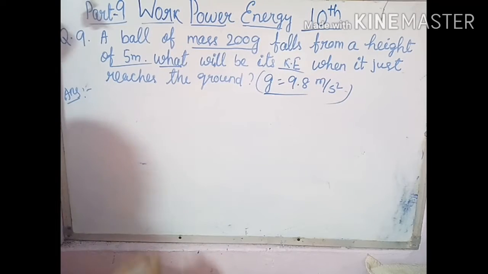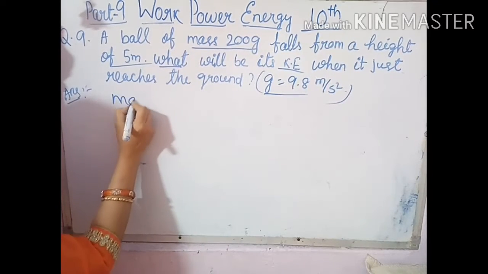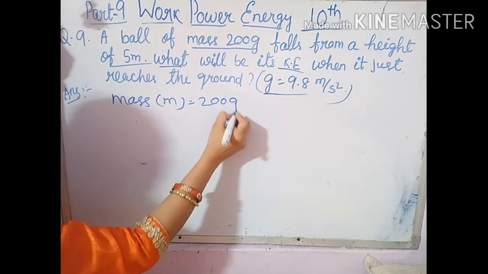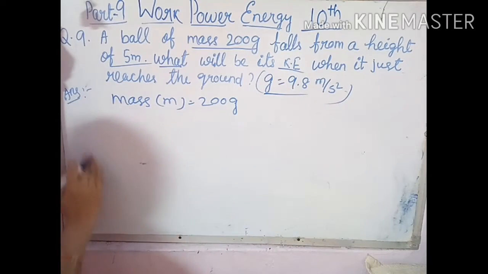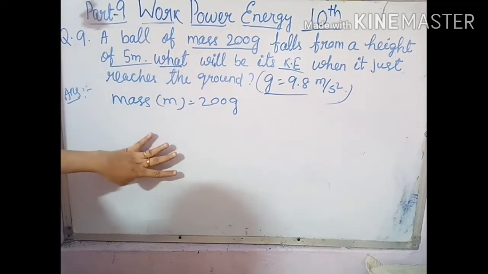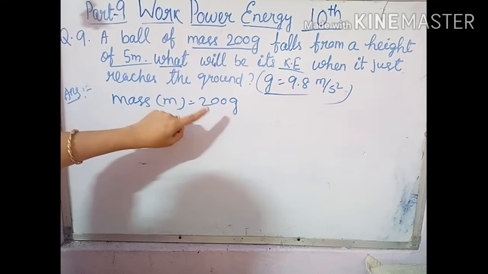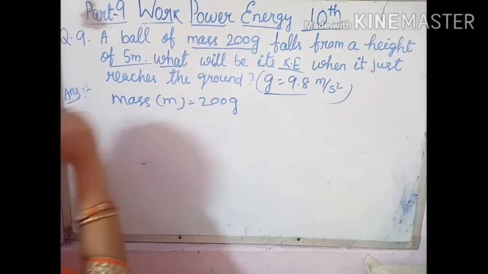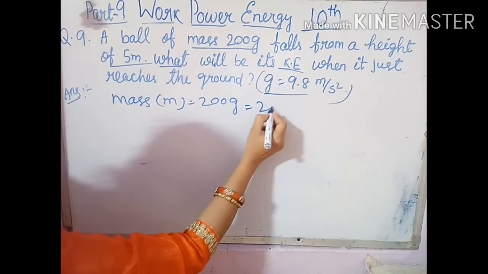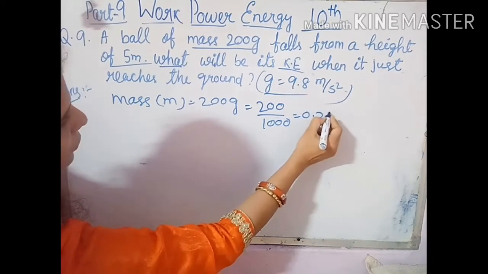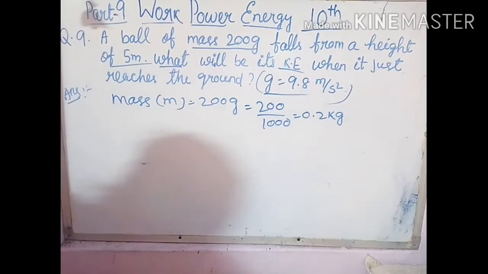Now write symbolically, that is the mass, m equal to 200 gram. But children, here is your main thing, keenly you have to observe it. Don't do it haphazardly. As I told, your mass must be in kg. So you have to change it into kg form. That is 200 by 1000. That is your 0.2 kg. Otherwise your numerical will be wrong.